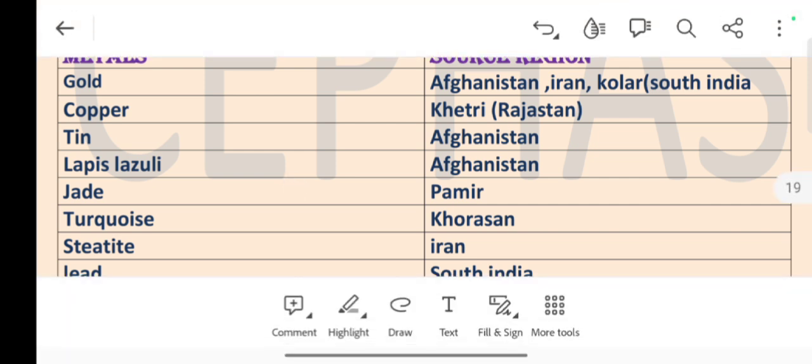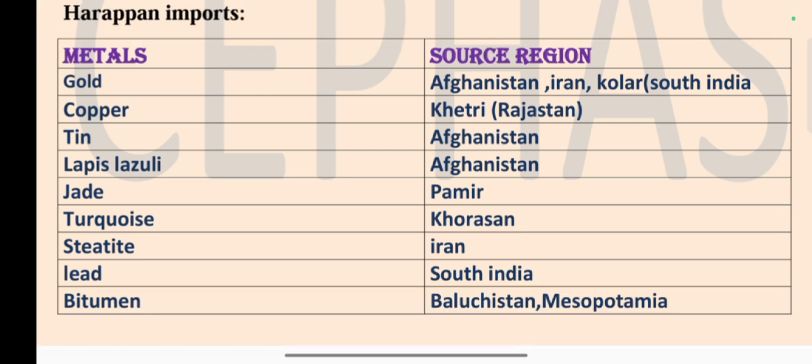Gold is imported from Afghanistan, Iran, and Kolar, the Kolar Gold Fields, KGF, you know that. Copper is imported from Khetri, Rajasthan, and tin is mainly imported from Afghanistan. Lapis lazuli is imported from Afghanistan again, jade from the Pamir, turquoise from Khorasan, steatite from Iran, lead from South India, bitumen from Balochistan and Mesopotamia.